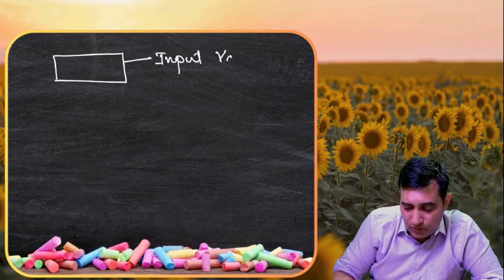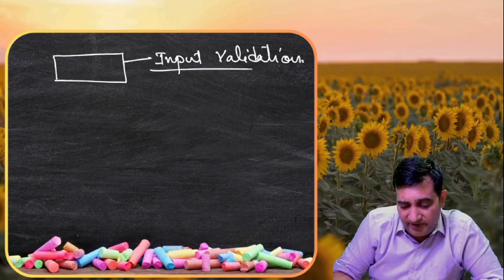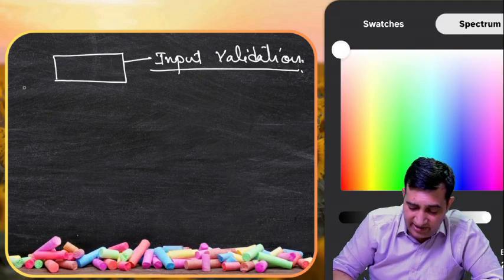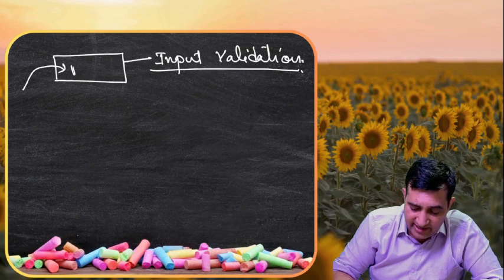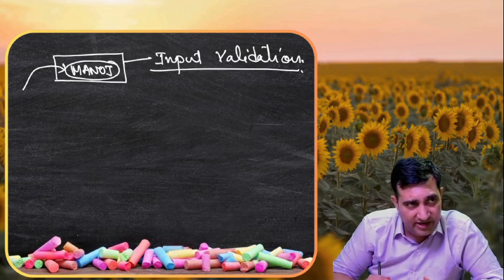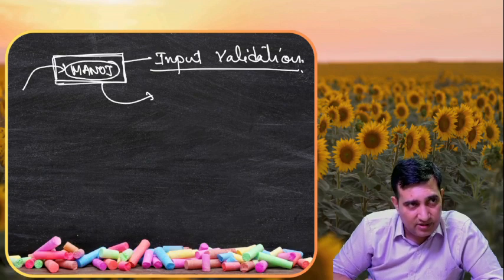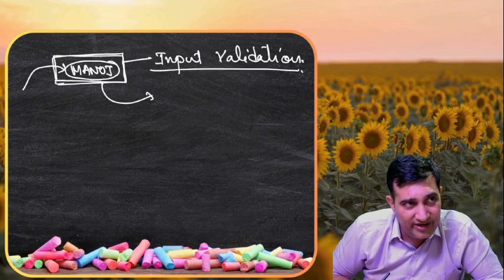Input validation. Okay, now what is input validation? When an end user is entering some data, let's say a name, and we check whether this particular string or data is inconsistent with how this text field has been designed to accept it, that is called input validation.